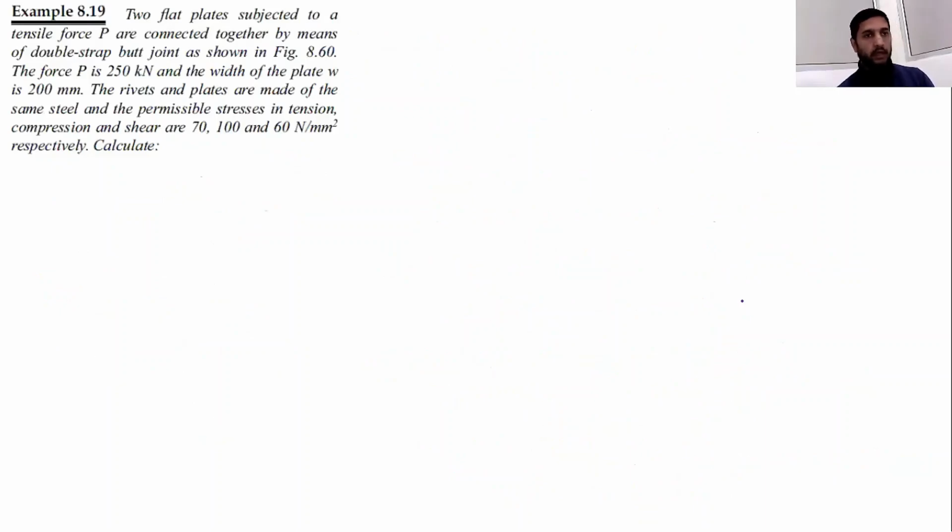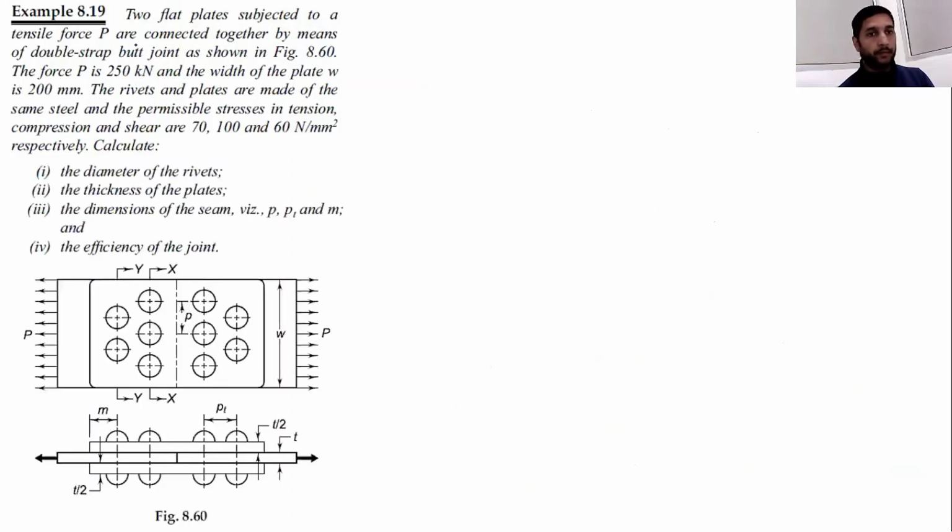So this is the example 8.19. It says two flat plates subjected to a tensile force P are connected together by means of double strap butt joint. Now here we have a butt joint which consists of double strap. देखिए, ये प्लेट 1 होगी, ये प्लेट दूसरी होगी, ठीक है ना. This is your strap 1, strap 2. That's why it is called as double strap butt joint.